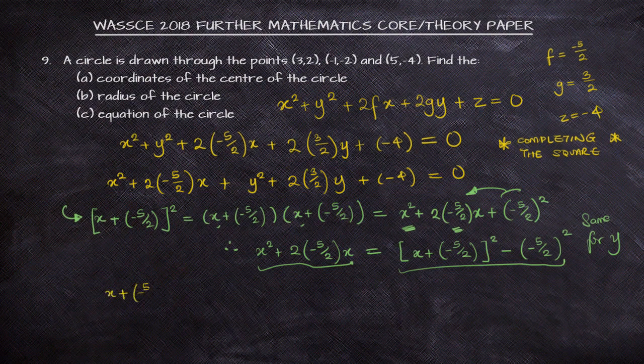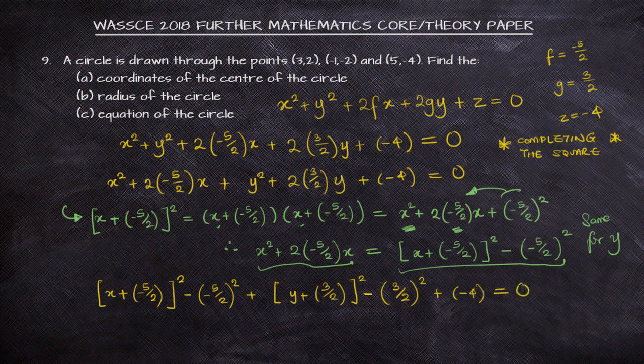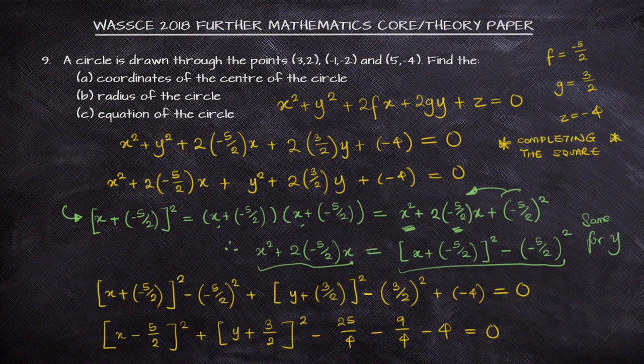what we have is x plus minus 5 over 2, everything all square, minus 5 over 2 squared. The same thing for y will give us y plus 3 over 2 all squared minus 3 over 2 squared plus minus 4. So, this we can go ahead to say is x minus 5 over 2 all square plus y plus 3 over 2 all square. Now, minus 5 over 2 all square will be 25 over 4. Then minus 3 over 2 all square will be 9 over 4. Then we have minus 4, all is equal to 0. And I'm doing this because I want to revert back to the standard form of the circle equation so that we can get the coordinates and the radius of the circle.